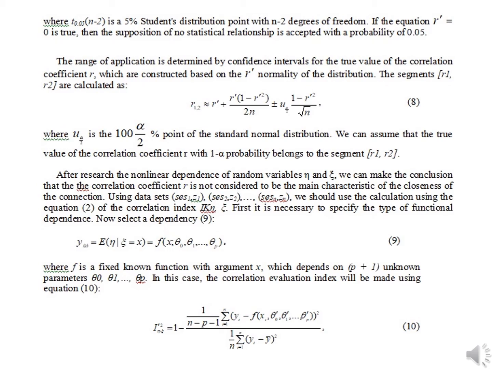After researching the nonlinear dependence of random variables, we can conclude that the correlation coefficient is not considered to be the main characteristic of the closeness of the connection. Using datasets, we should use a calculation using equation 2 of the correlation index. First, it is necessary to specify the type of functional dependence. Now, select dependency 9. In this case, the correlation index will be calculated using equation 10.